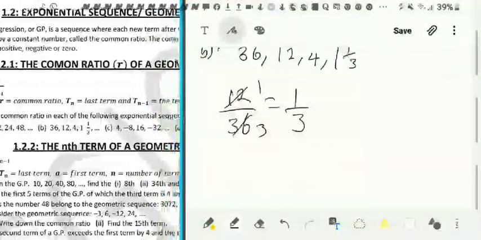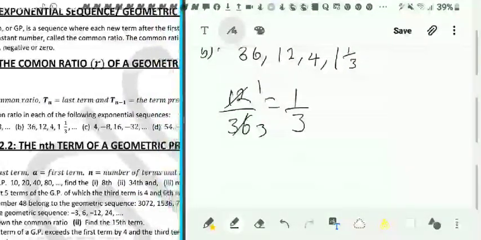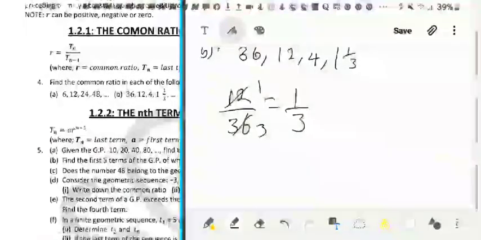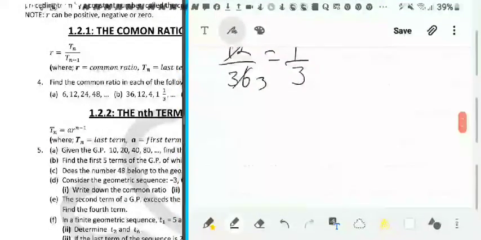Now let's move to the next subtopic: the nth term of a geometric progression. The nth term of a geometric progression is used to obtain any given term in a geometric sequence or in a geometric progression. Tn is given as ar raised to the power of n minus 1. So this formula can be used to obtain any term in the sequence.